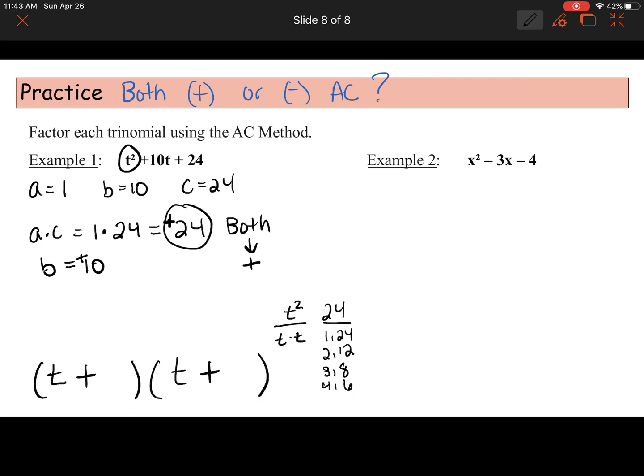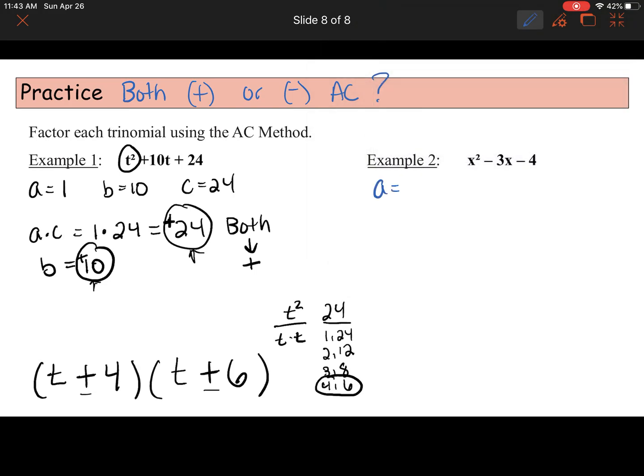And that's it. And we need to figure out which pair here is going to give me positive 10 when I add them. Okay, it's which pair gives me the B when I add them. So, what is going to give me 10? 1 plus 24 is not 10. 2 plus 12 is not 10. 3 plus 8 is not 10. Oh, 4 plus 6 is 10. So I know that's my pair here. So t plus 4 times t plus 6.